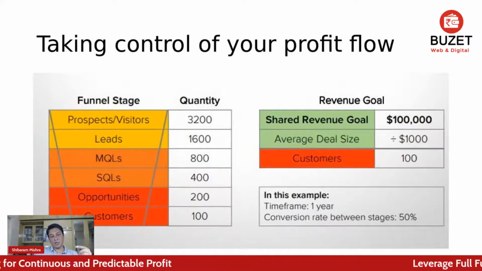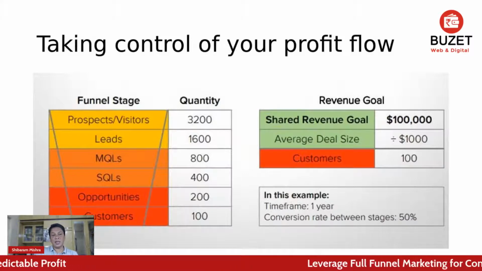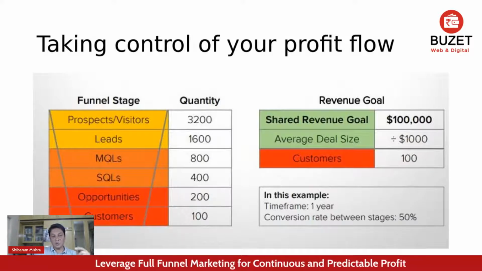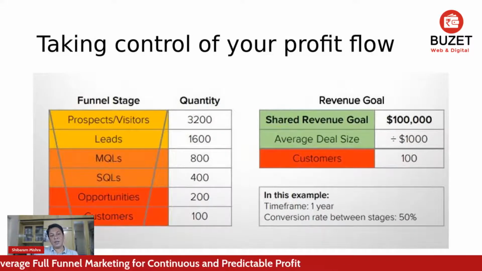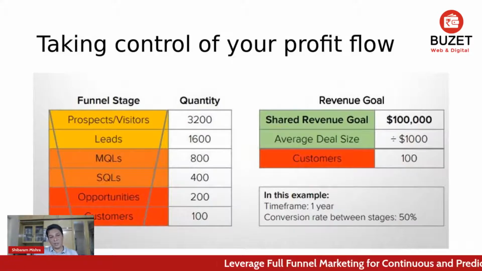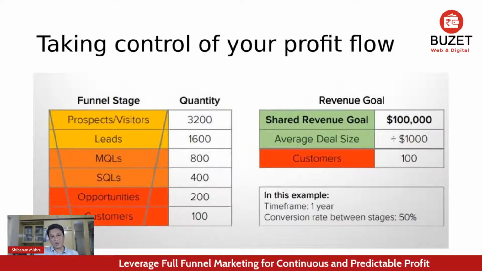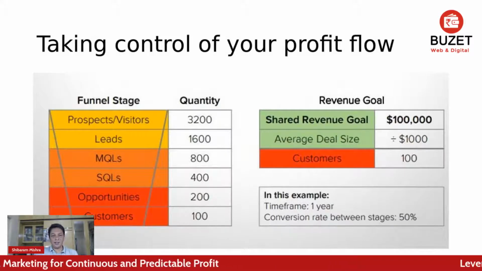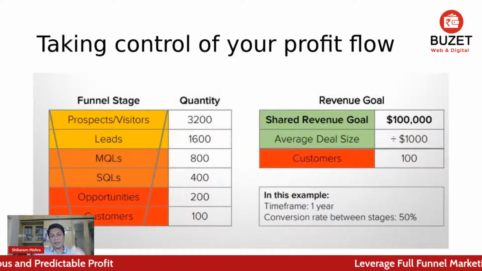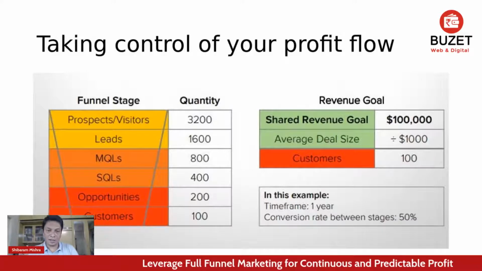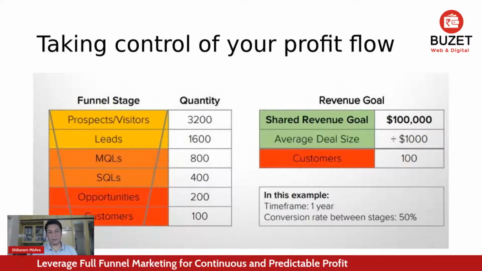Suppose I want 100 customers, I need to get 3,200 people here. Imagine this is hypothetical. If you want 100 customers, then you need to get 3,000 people as visitors. So if you want 300 customers, you just have to multiply this by 3. If you want 500, you have to multiply it by 5. If you want less, divide it by, let's say, 2 or whatever it is. So you can predict and control your profit flow by having a funnel like this and taking care of that, right?